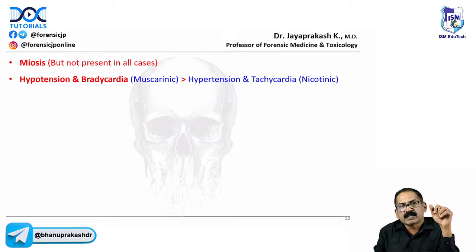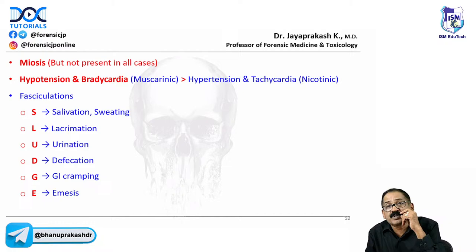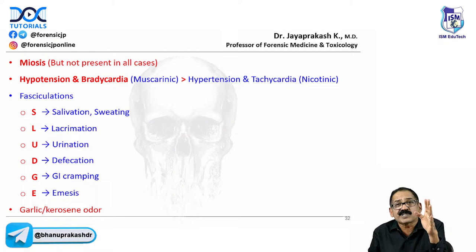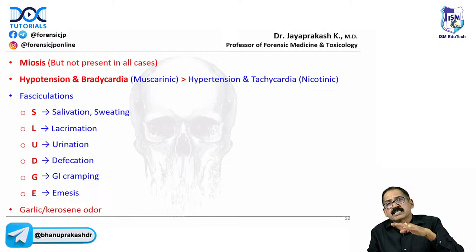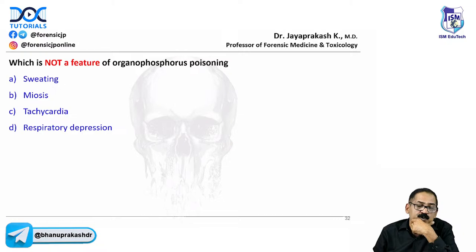There will be fasciculations, twitching of the muscle fibers, salivation, sweating, increase in all the secretions, lacrimation, urination, defecation, gastrointestinal cramping, and emesis. All of you know organophosphate comes under medicine also. It also gives rise to garlicky odor or kerosene odor, because kerosene is used as solvent for organophosphorus. Increase in the secretion of all the glands. All are features of organophosphorus poisoning except dilated pupil, which is not a feature. Tachycardia, remember, underline that. There you see bradycardia, not tachycardia.